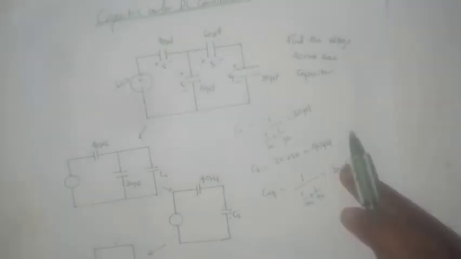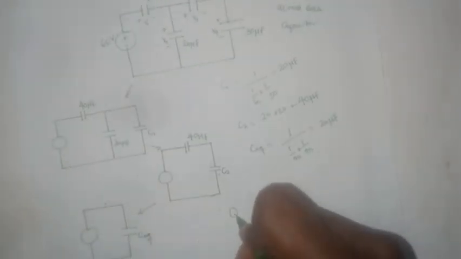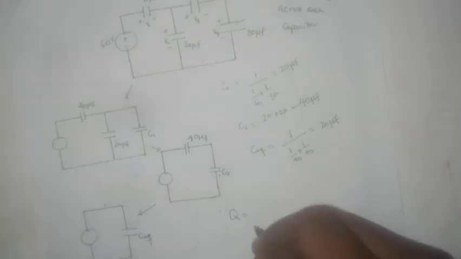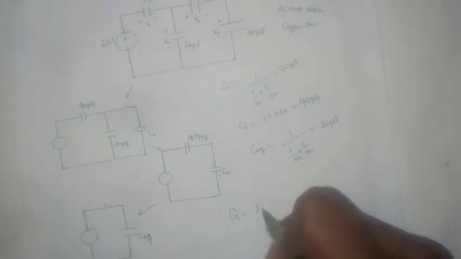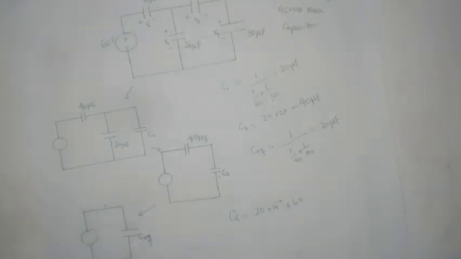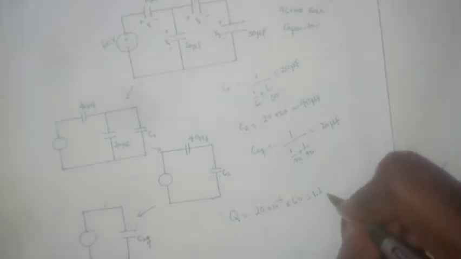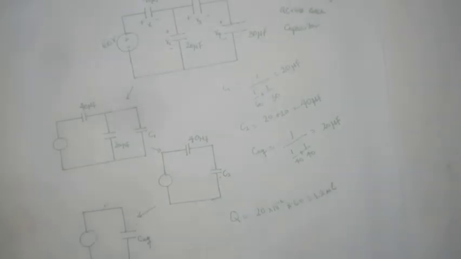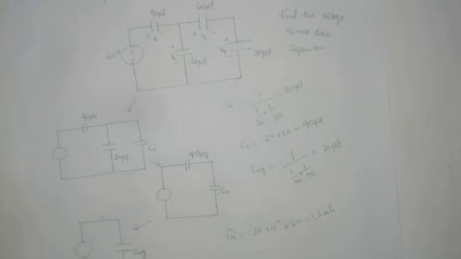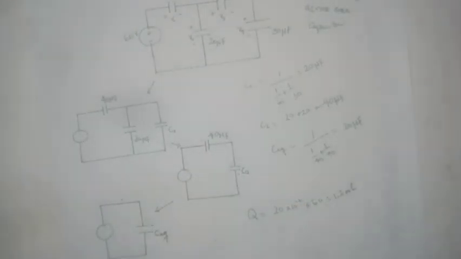Now that we have the value of the equivalent capacitance, we want to know the total charge stored in the circuit, and that would be Q equals CV. So that would be 20 times 10 raised to the power minus 6 multiplied by 60, which equals 1.2 millicoulombs. So we know that the charge across these two capacitors is the same: 1.2 millicoulombs here, 1.2 millicoulombs here.